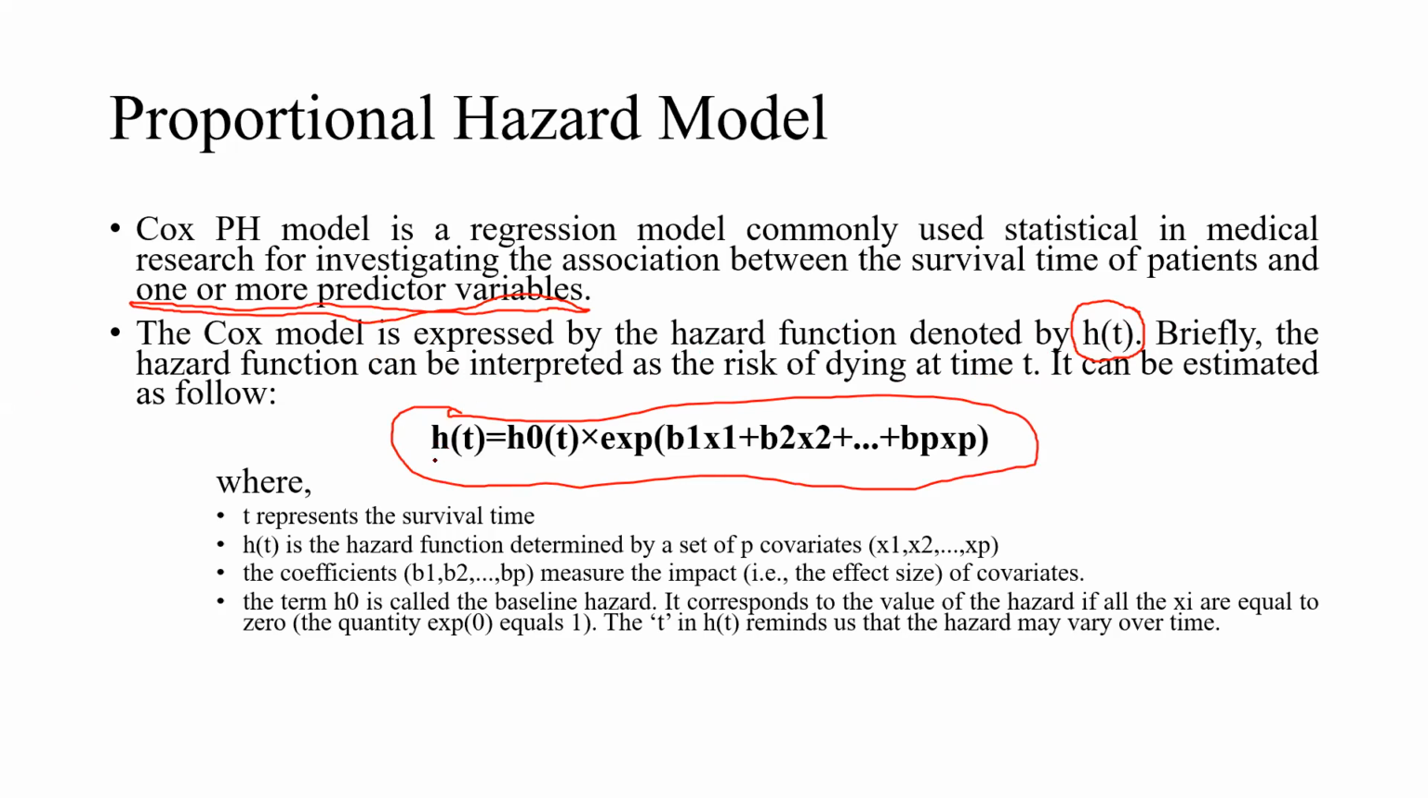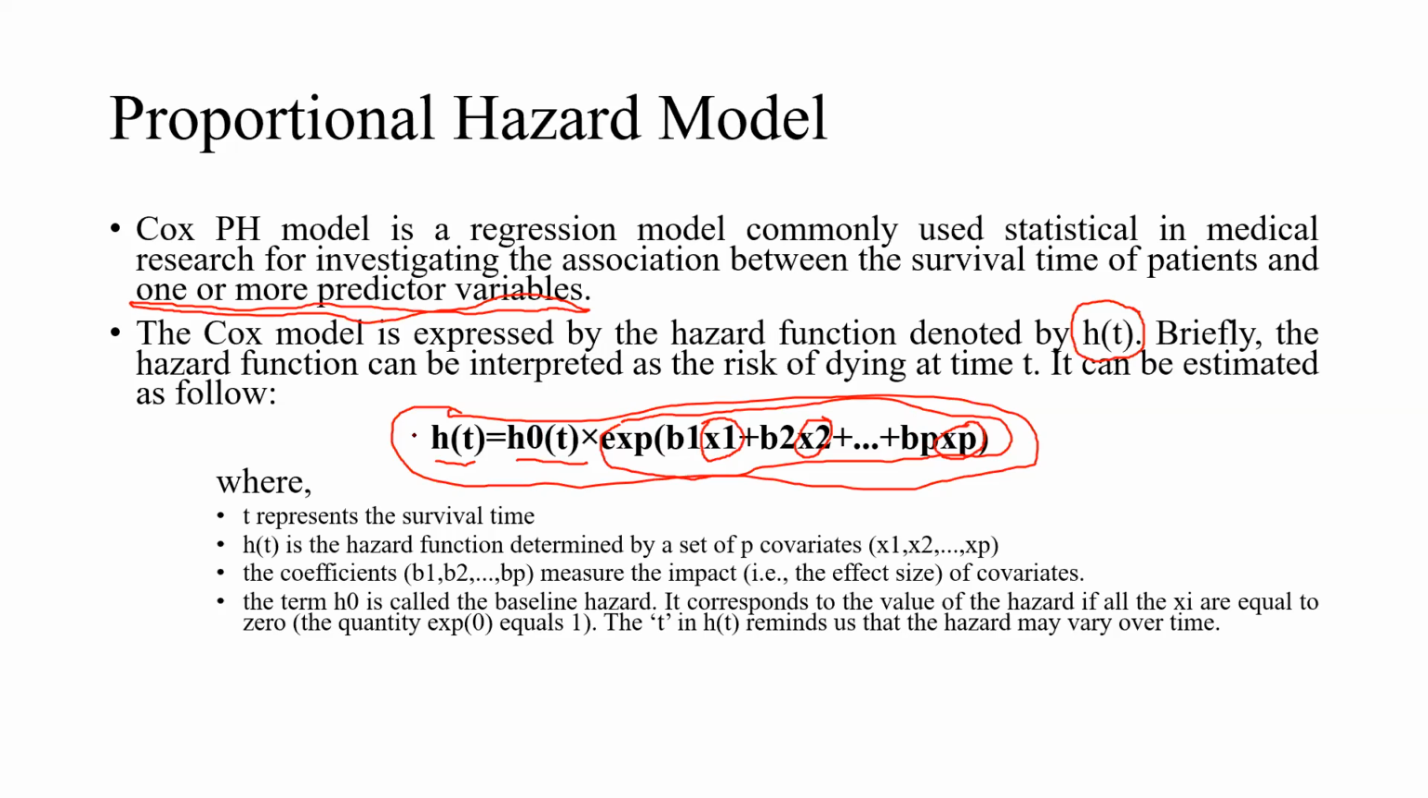So it says that the hazard function at time t is equivalent to the baseline hazard, the common hazard available for both groups, multiplied by the exponent of these different parameters, where x1, x2, x3 are our variables of interest. For example, x1 can be gender, x2 can be treatment group, xp can be any other variable like diastolic blood pressure or systolic blood pressure. And beta 1, beta 2, up to beta p represent the coefficients we estimate for the parameters.